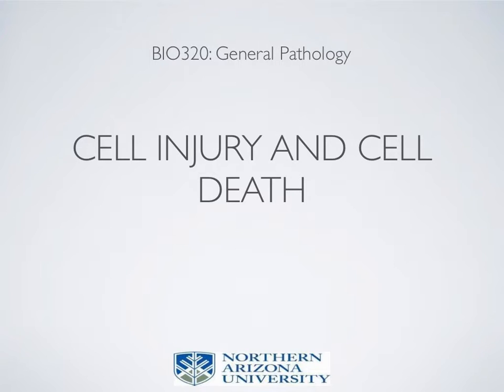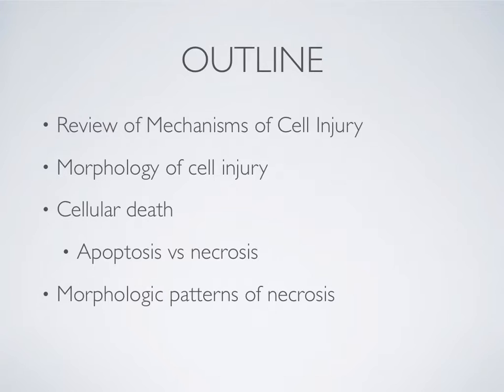So far, we've talked about injury, and we talked about adaptation. Today, we're going to move from injury into cell death. So here's our outline. I'm going to briefly review the mechanisms of cell injury that we talked about at the end of class last week, and then I'll talk about the morphology of cell injury. What are the changes that you expect to see under the microscope in cells that have undergone some sort of damage?